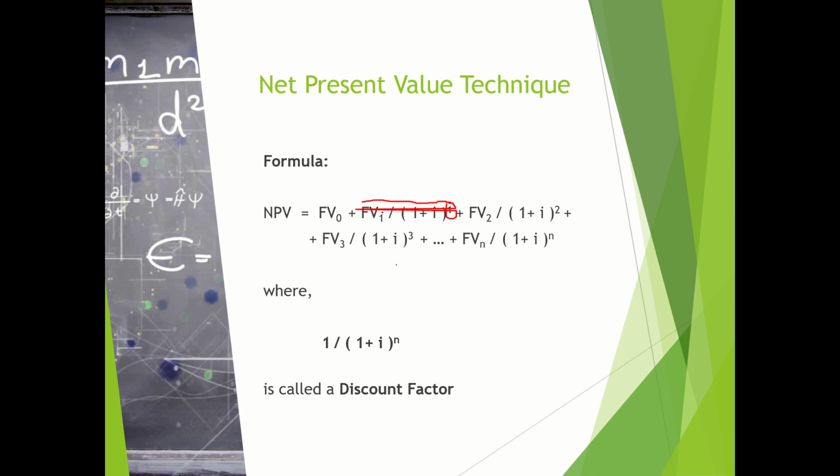So where did you get that? FV1 into 1 divided by (1 plus I) the whole raised to n, that is nothing but this component. Here your n is equal to 1. Now in the second one, it is nothing but FV2 into 1 divided by (1 plus I) the whole raised to 2. It goes like that. So this factor, 1 divided by (1 plus I) the whole raised to n, is basically called the discount factor.